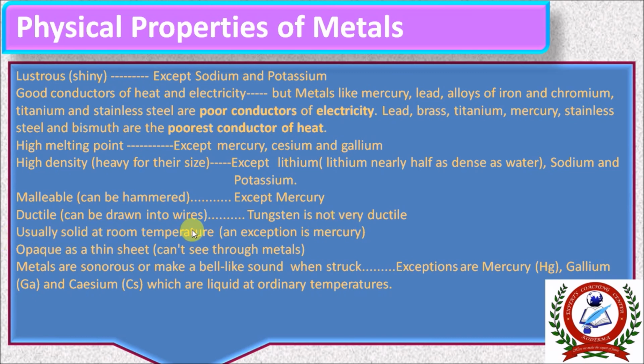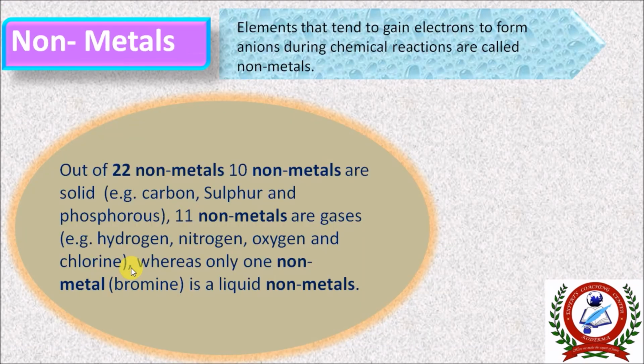Metals are usually solid at room temperature. An exception is mercury. Metals are opaque, it means you are not able to see through metals. Metals are sonorous, they make a bell-like sound. You might have heard in school the ringing bell of the school when struck. Exceptions: mercury, gallium, cesium, which are liquid at room temperature and ordinary temperature also.